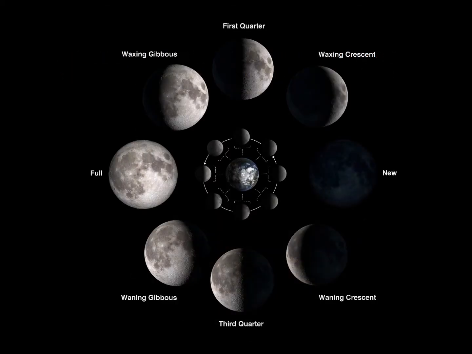Here's a good illustration of what we see. The bracketed areas show what we would see if we were on Earth. And we can see the shapes and the names of each phase of the moon.